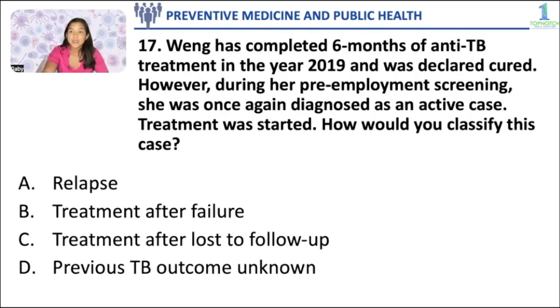Next, Weng has completed 6 months of anti-TB treatment in the year 2019 and was declared cured. However, during her pre-employment screening, she was once again diagnosed as an active case. Treatment was started. How would you classify this case? Is it a relapse? Is it treatment after failure? Is it treatment after being lost to follow-up? Or previous TB outcome unknown? So natapos niya yung 6 months of anti-TB in 2019, declared cured, ngayon bumalik. The answer is letter A, relapse.